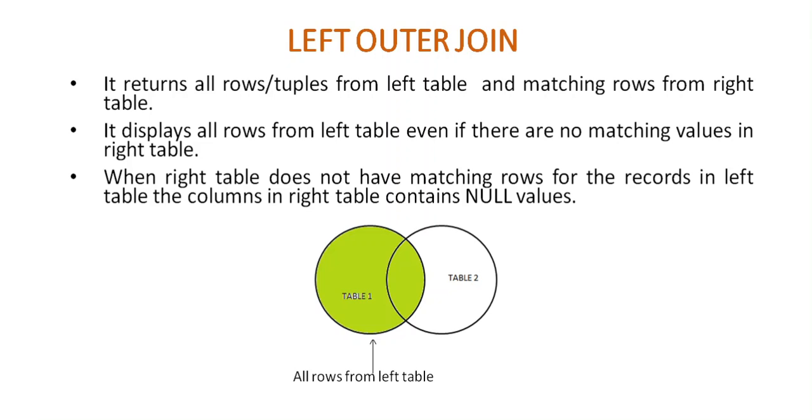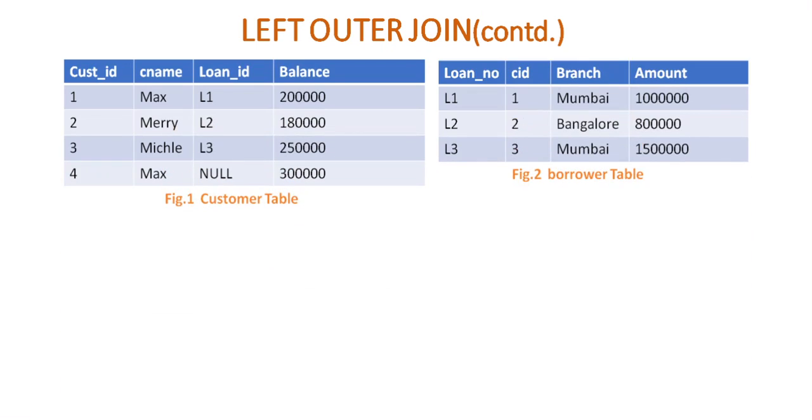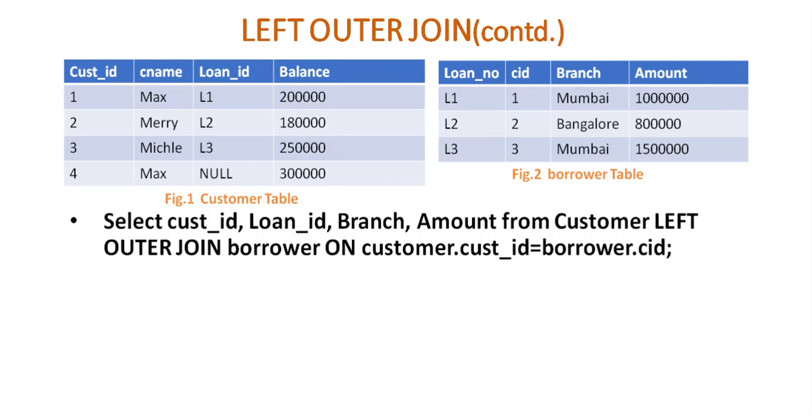Okay, so let's take an example for left outer join. We have two tables, customer and borrower. Again, it is the same table. The customers who have an account in a bank and loan also, and the borrower table is the information about loan. Here I want to display customer ID, loan ID, branch and amount. It is the same query as that of inner join, but instead of inner join, here we are using the left outer join keyword.